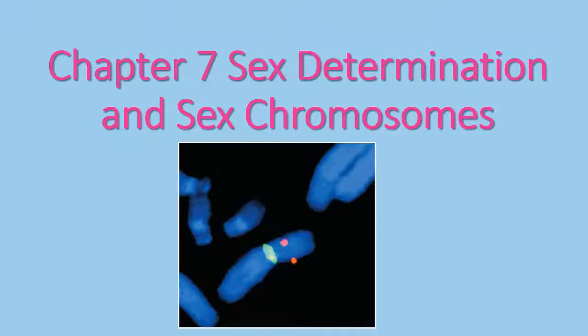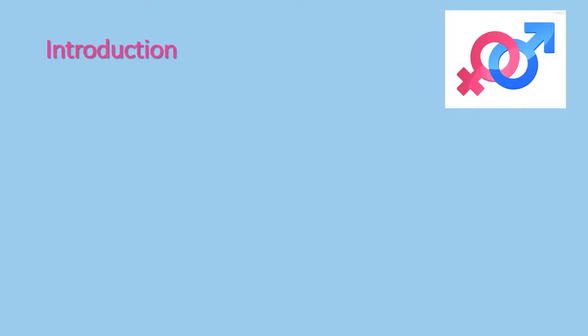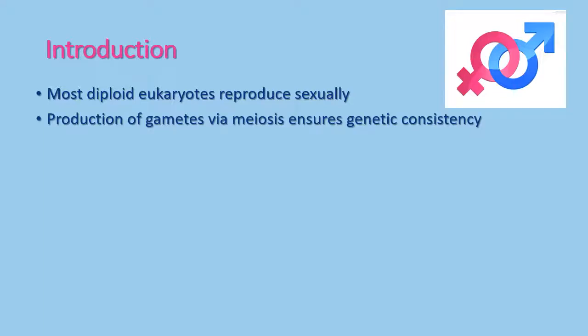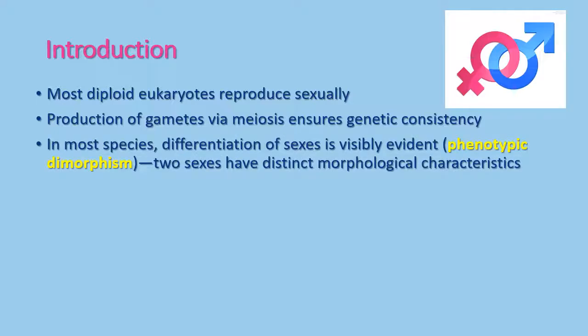Alright, so today we're going to go over Chapter 7, which is sex determination and sex chromosomes. So we know that most diploid eukaryotes reproduce sexually. There are some that go through stages of sexual and asexual reproduction, but for the most part, sexual reproduction is involved in some way. And all eukaryotic organisms will go through a process of meiosis to produce their gametes to ensure that you have genetic consistency throughout the generations.